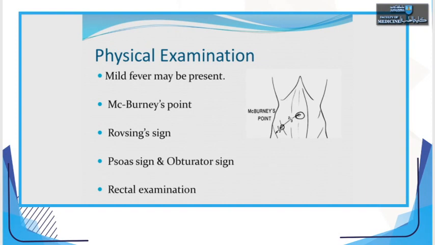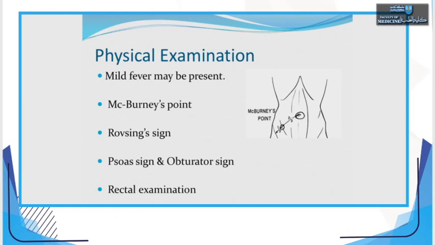Physical examination of the patient with acute appendicitis may show mild fever, usually not exceeding 38. There is McBurney's point tenderness, and there is a very important sign known as Rovsing sign. This is when you press on the left iliac fossa, and the patient feels the pain in the right iliac fossa.